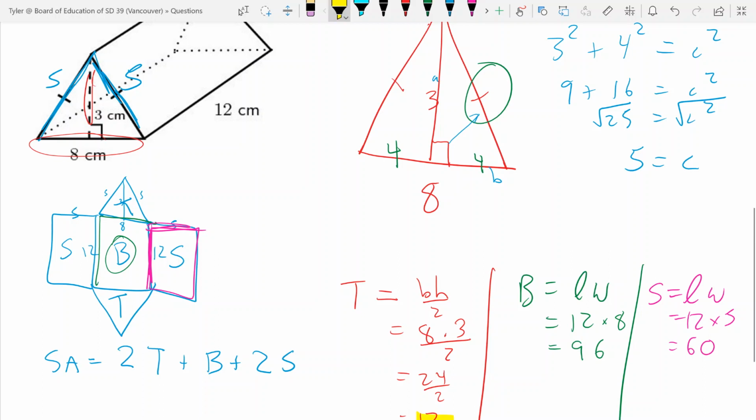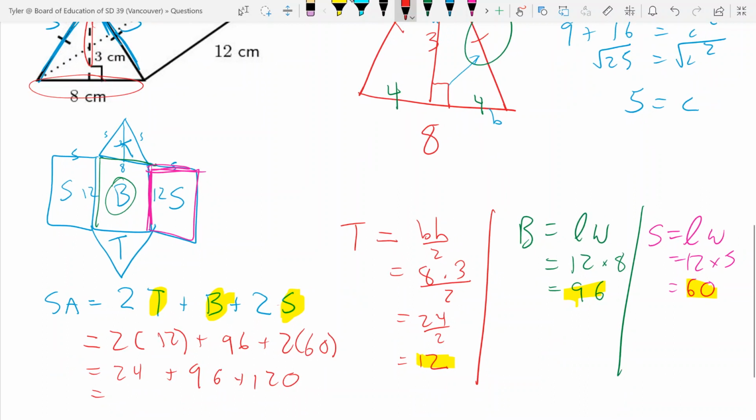So now I'm just going to take these numbers and put them into the equation for T, B, and S. So we're saying the surface area of the whole thing is 2 times the triangles, which is 12, plus the base, which was 96, plus 2 of the sides, 60 each. That gives me 24 for the triangles, 96 for the base, 120 for the side rectangles. And then we'll find our final answer. So it's going to be 240. Good, double check. I'm pretty sure that's right. Yep. And then we need our units, centimeters squared, because it gave us centimeters in the question.